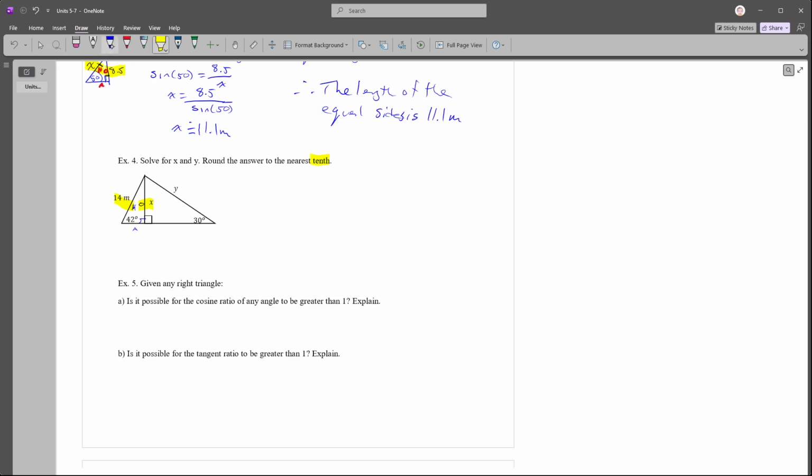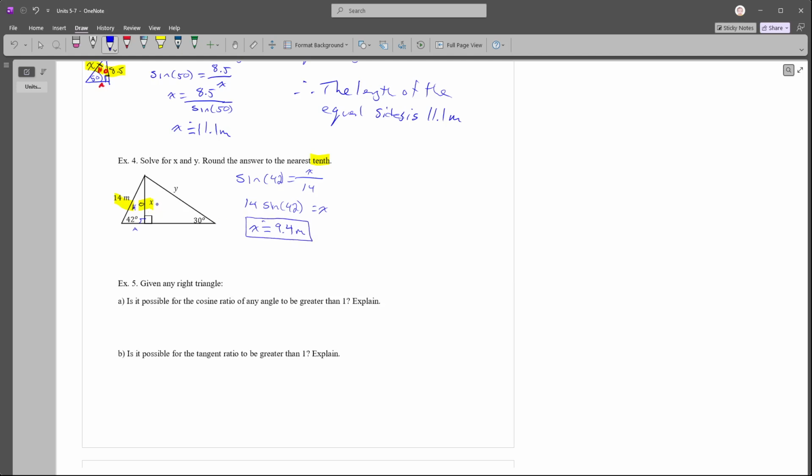So we have sine of our reference angle, which is 42. And then we're going to set that equal to opposite over hypotenuse. So that's our opposite, which is just x. Our hypotenuse is 14. I cross multiply, and I end up with 14 sine 42 is equal to x, or x is going to be equal to approximately 9.4. What's our unit? Meters.